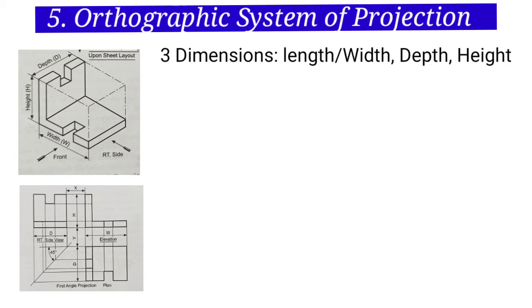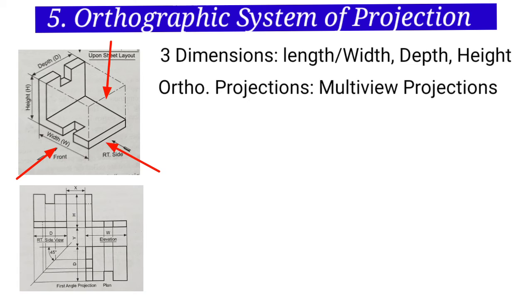These views are obtained by dropping perpendiculars from two or more sides of the object to the picture planes, generally set at right angles to each other. These picture planes are then rotated to lie in one plane. This method is almost universally used in engineering drawing to graphically describe the shape of an object.